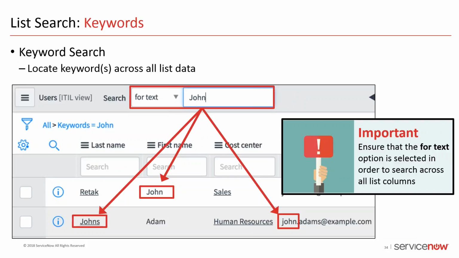Search for text at the top of your list to search for keywords across the entire list. This search yields results across all columns for all the keywords you enter, in no particular order. To search for an exact phrase, you must drill down to search in a specific column, which is discussed in the following slide.